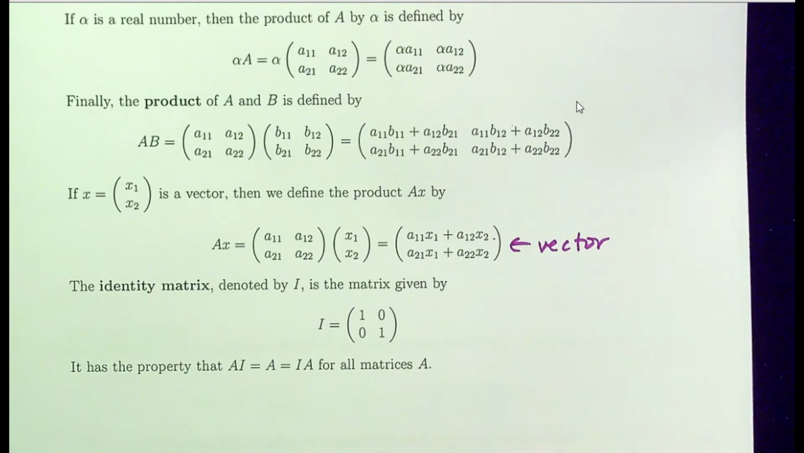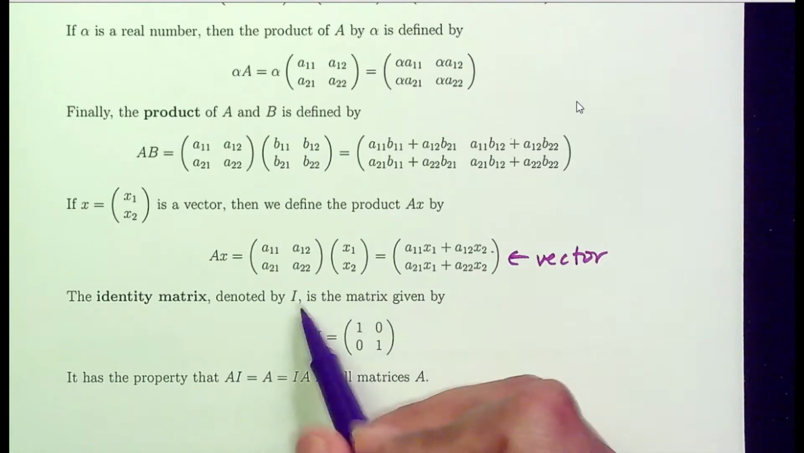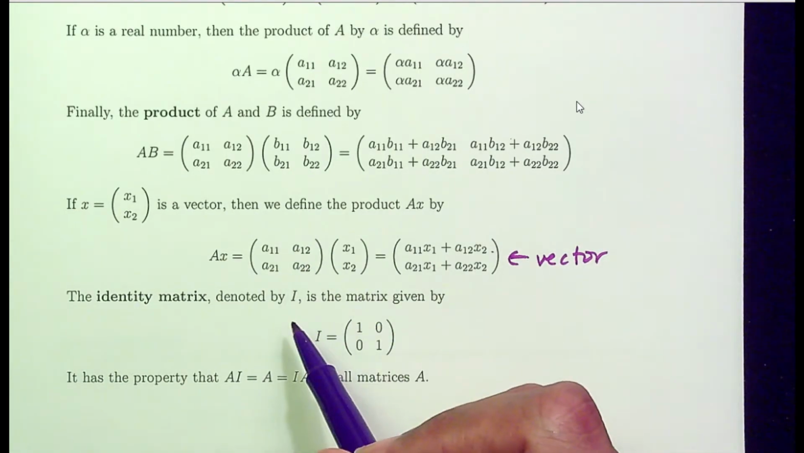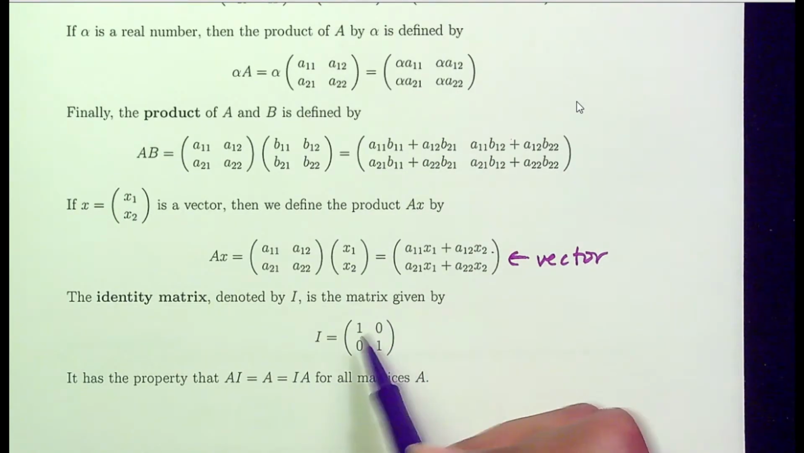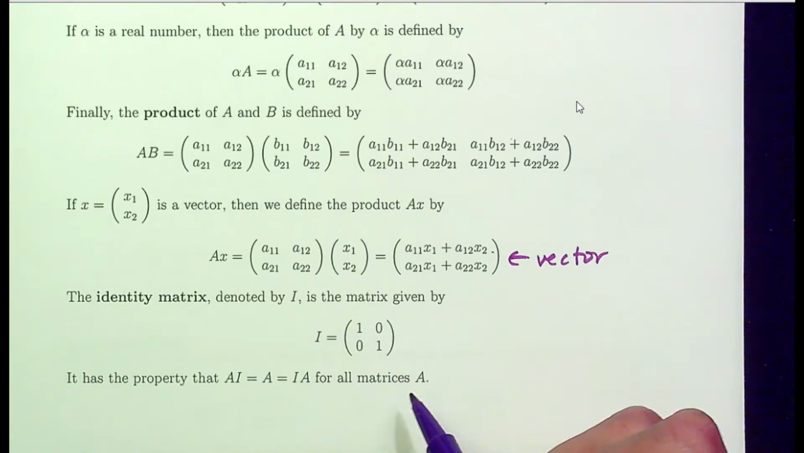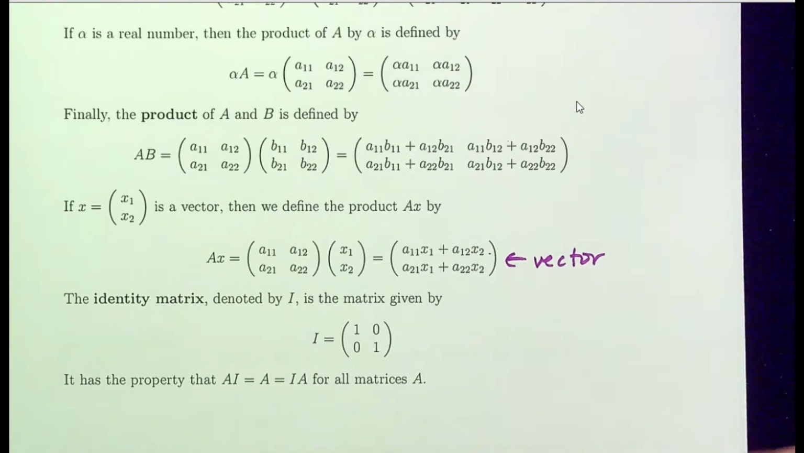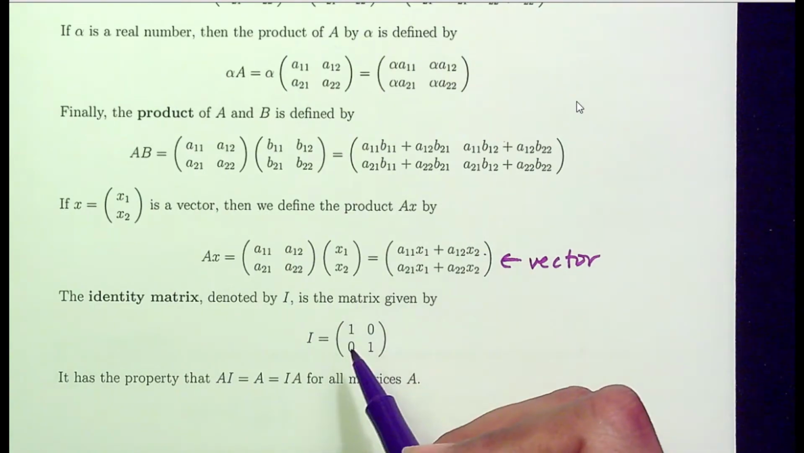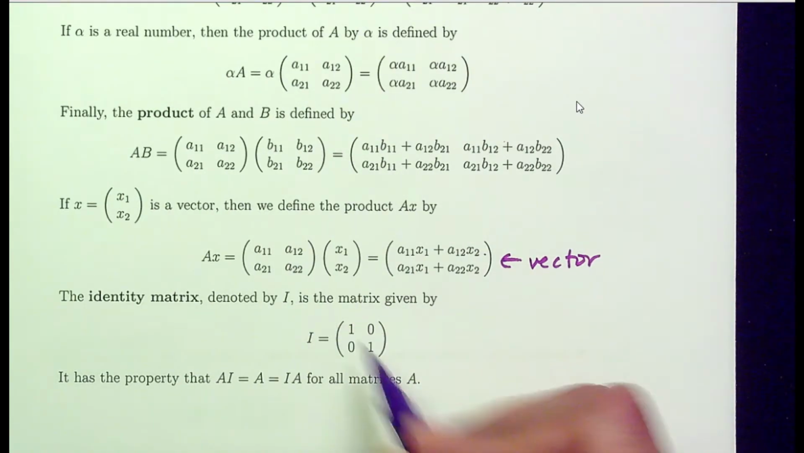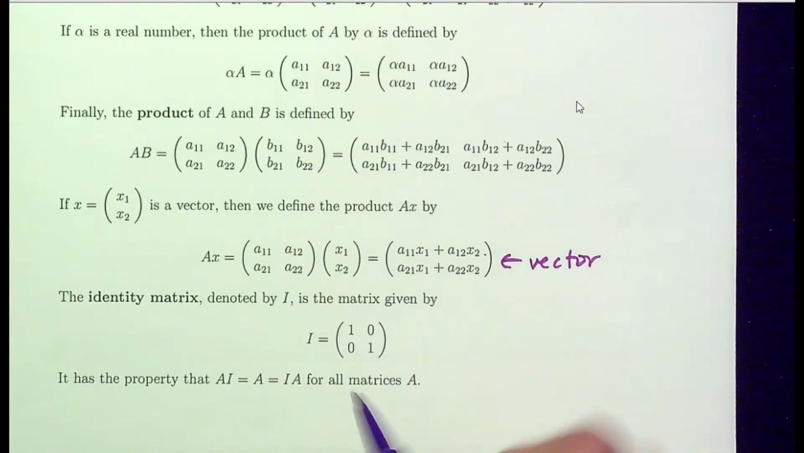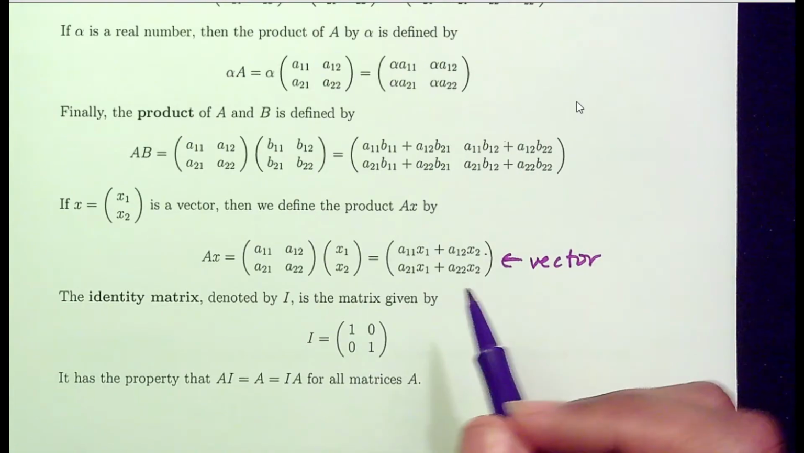The identity matrix is usually denoted by I for identity, and is a matrix that has entries 1, 0, 0, 1. Ones across the diagonal, this is called the main diagonal, and then zeros on the other two places.